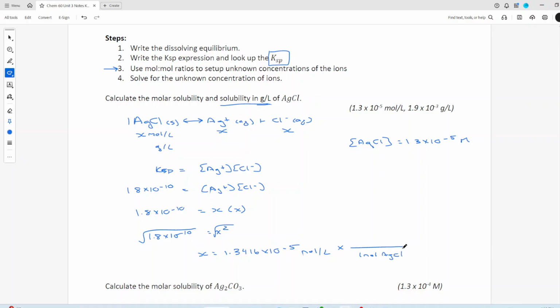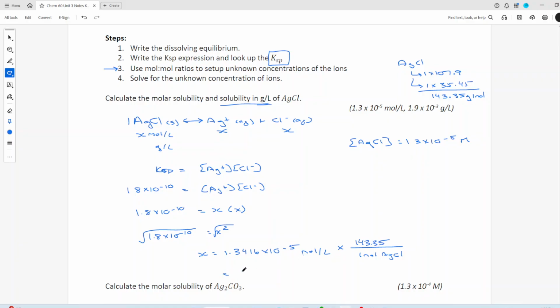silver chloride weighs what? Well, silver chloride is made up of 1 silver, which is 107.9, and 1 chloride, which is 35.45, to give us a molar mass of 143.35 grams per mole. Okay, so I'm going to put in here 143.35, and then I'm going to plug this into my calculator.